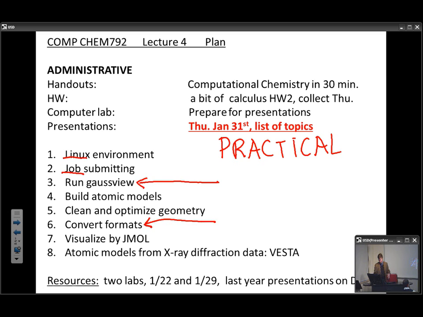Another thing that we should learn sooner or later is that there are different formats of saving this information, and it is a very simple practical skill to convert between different formats of files. So there is no science in it, but it is important practice. And there are also ways to visualize atomic models, and there is software that allows to convert X-ray diffraction data into the information that is fed into computational calculations.